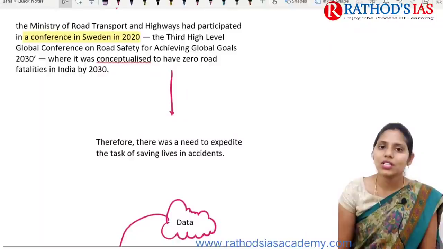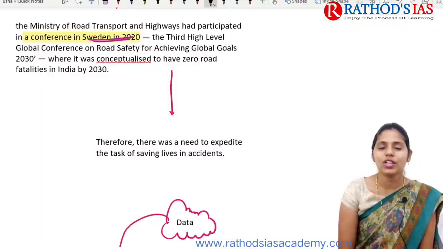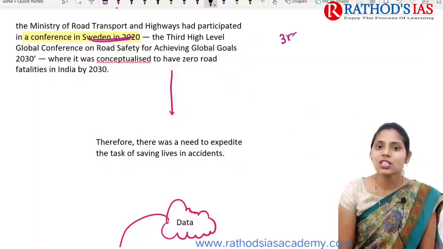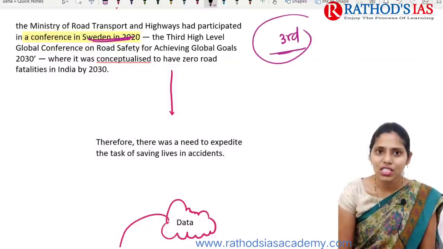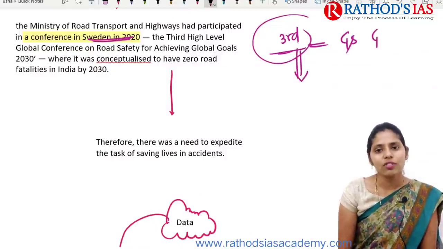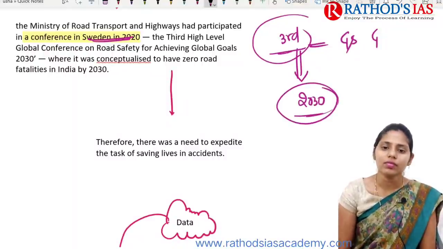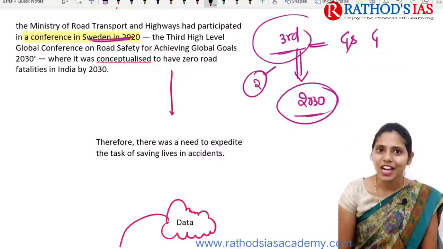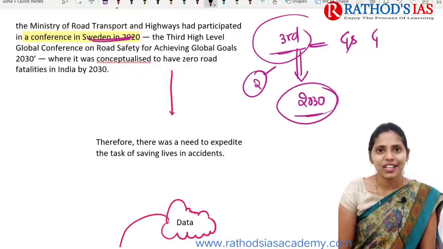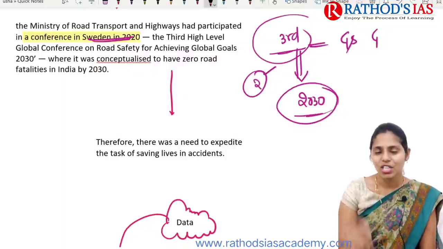And the Ministry of Road, Transport and Highways also participated in a conference in Sweden in 2020. Actually, this conference was the third high level global conference, regarding global road safety and achieving the global goals 2030. In this conference also, the Government of India mainly focused on zero fatalities, with the target year being 2030 once again. So these are the two important conferences that you can make a note of, and this is your data. You have to remember in which conferences and webinars our government came up with these statements.